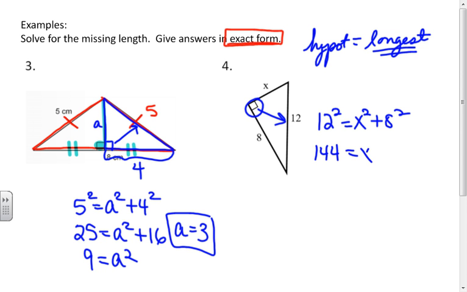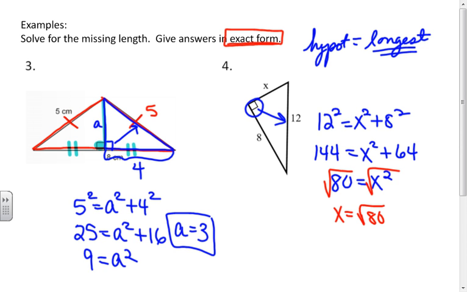144 is equal to x squared plus 64. When I subtract both sides, I end up with 80 is equal to x squared. Now I'm going to take the square root of both sides, and x is the square root of 80.